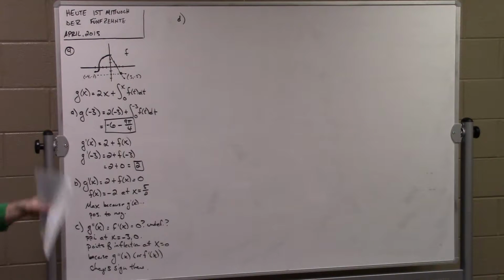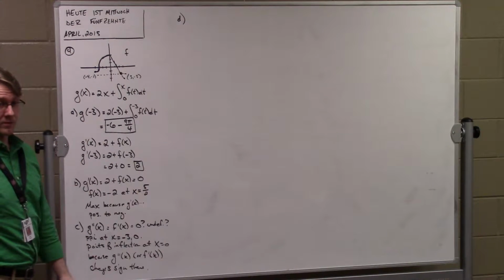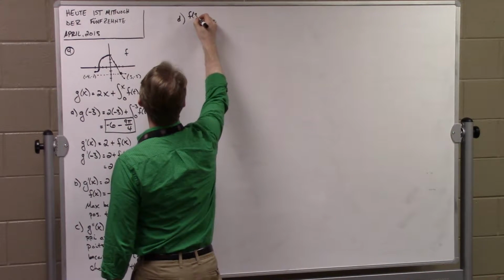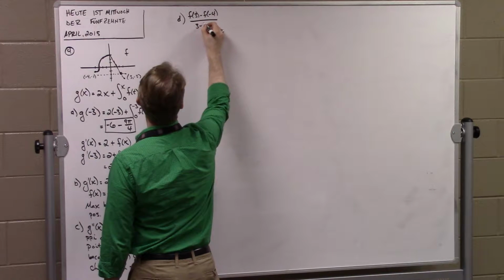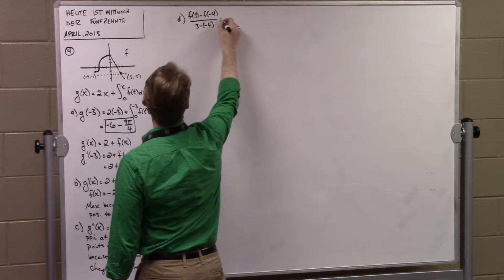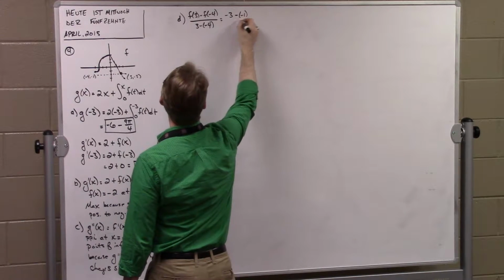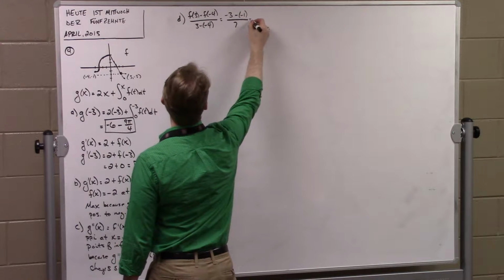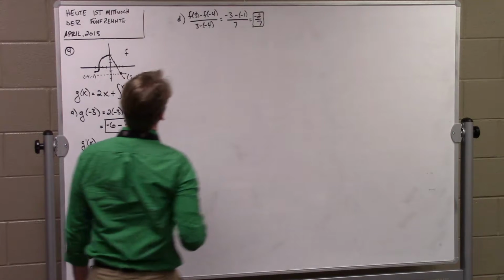And we're on the interval from negative 4 to 3, so they basically wanted me to use this point and this point to find a slope. And that was it. Oh, whoops. It was f of 3 minus f of negative 4 over 3 minus negative 4. So that is negative 3 minus negative 1 over, what was that, 7? So negative 2/7. Yes. Negative 2/7.